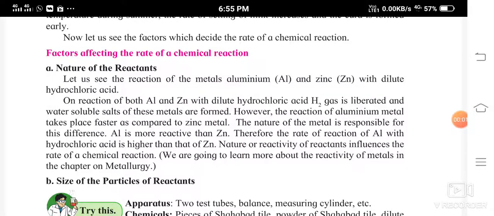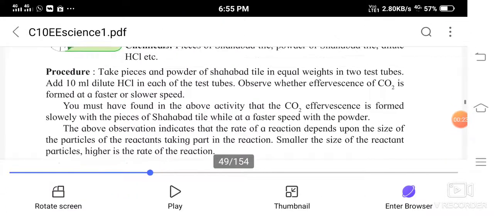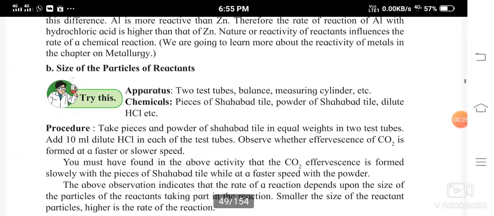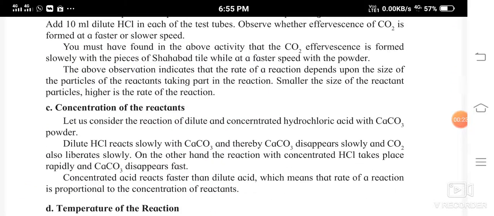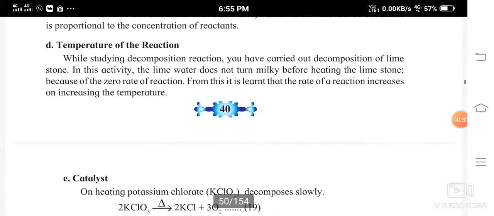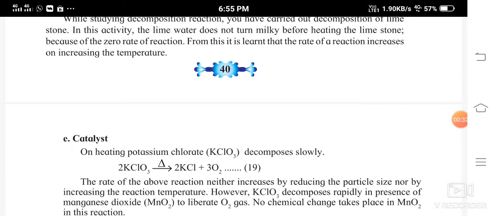Students, in the last video, we started understanding factors affecting the rate of a chemical reaction. I told you that there are 5 factors which are going to affect the rate of a chemical reaction. Now, which are those factors? Nature of the reactants, size of the particles of reactants, concentration of the reactants, temperature of the reaction, and catalyst.